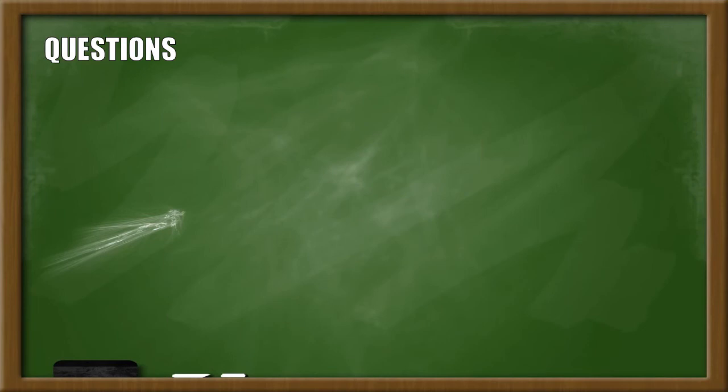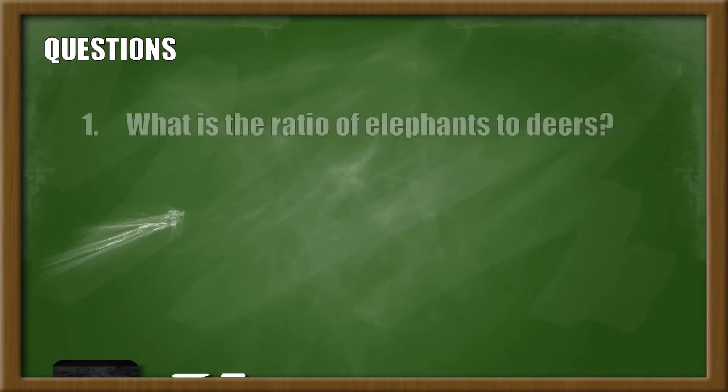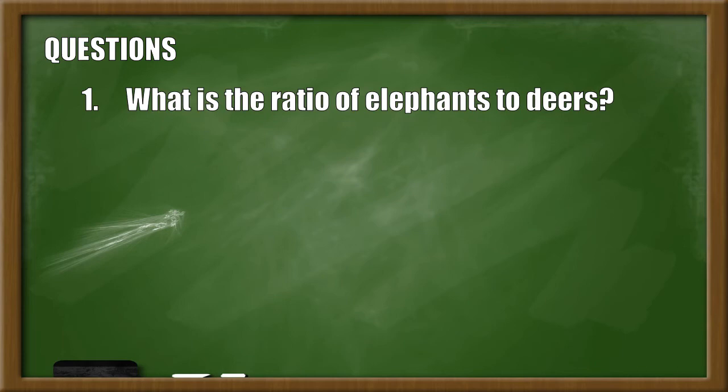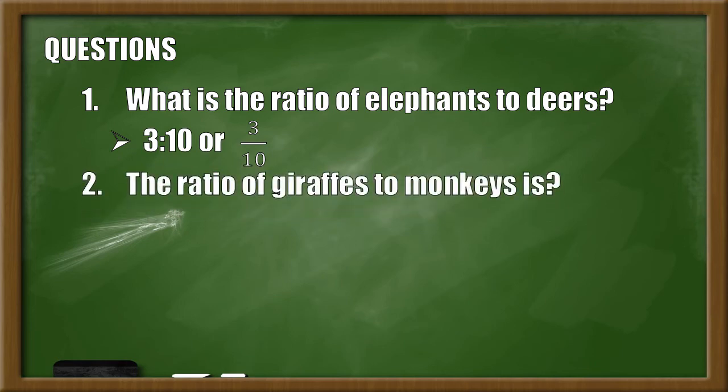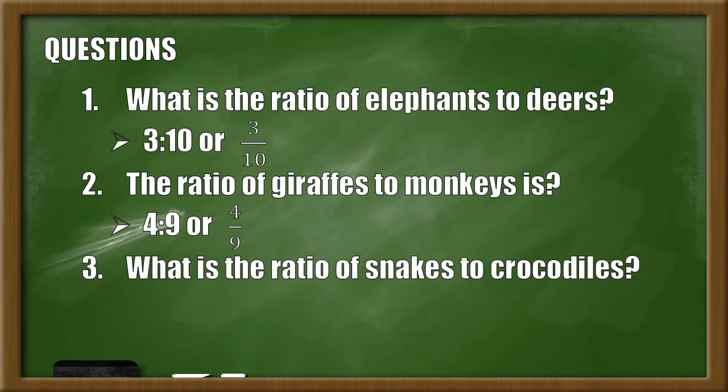Okay, let's check your work. Question number 1. What is the ratio of elephants to deers? Very good. 3:10 or 3/10. Number 2. The ratio of giraffes to monkeys is. Very good. 4:9 or 4/9. Number 3. What is the ratio of snakes to crocodiles? Very good. 6:4 or 6/4.